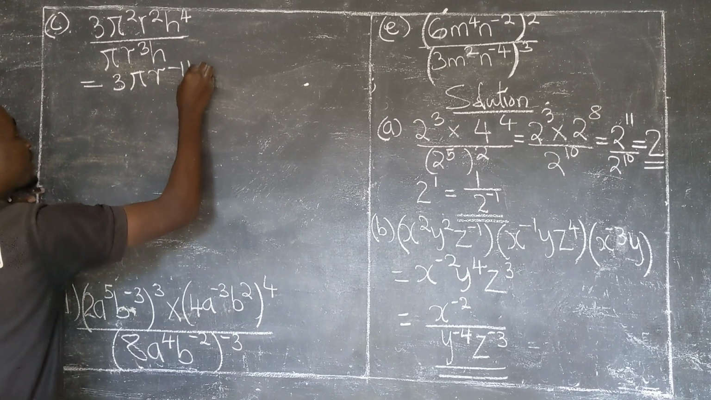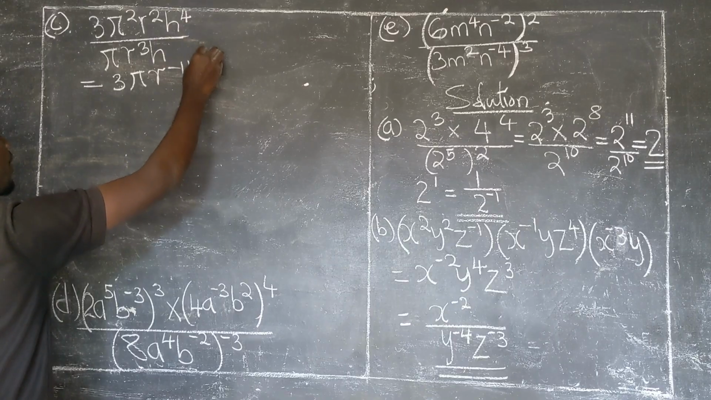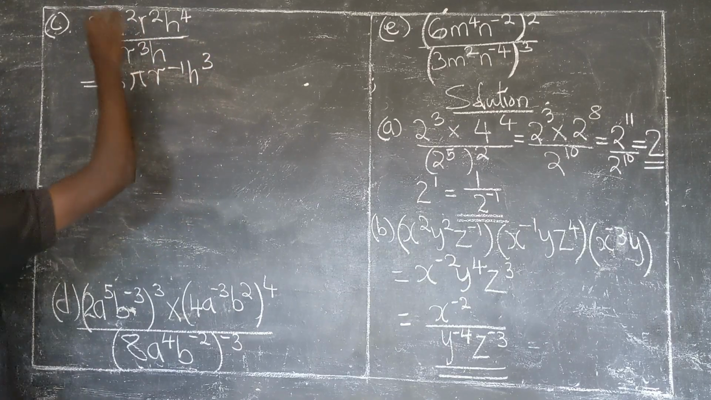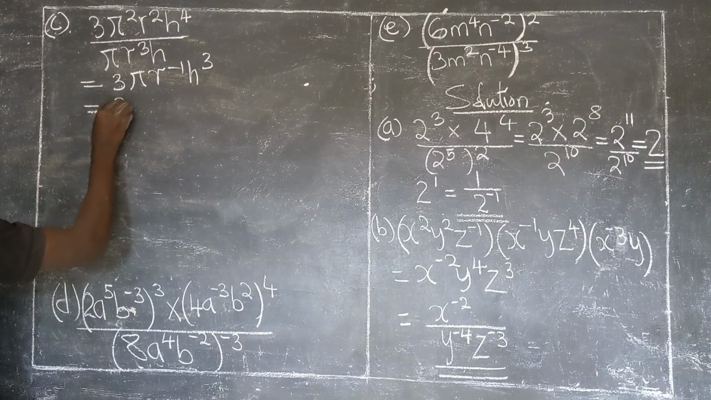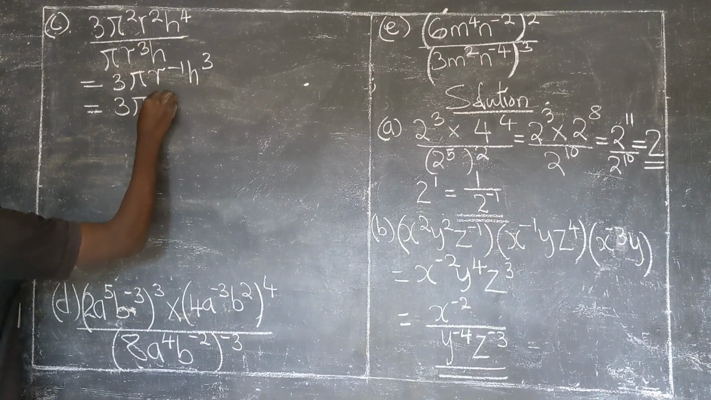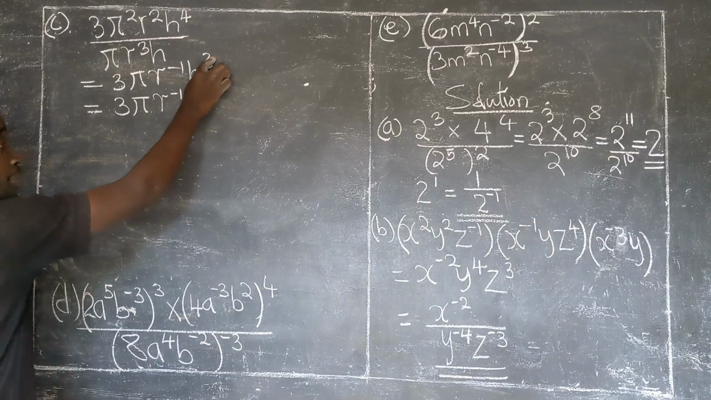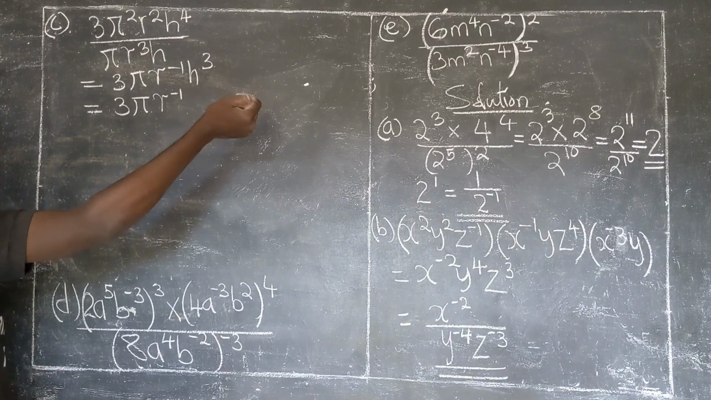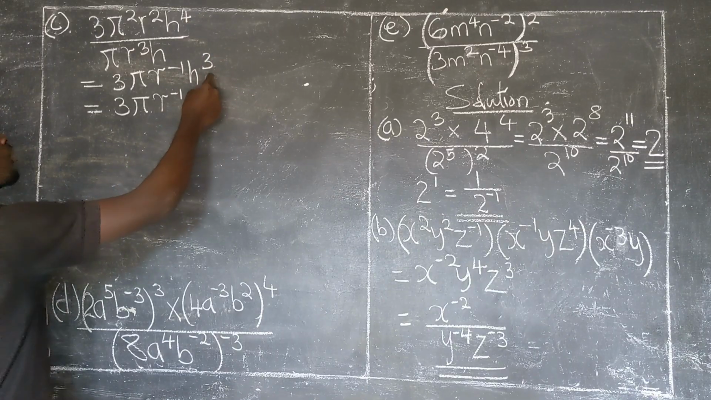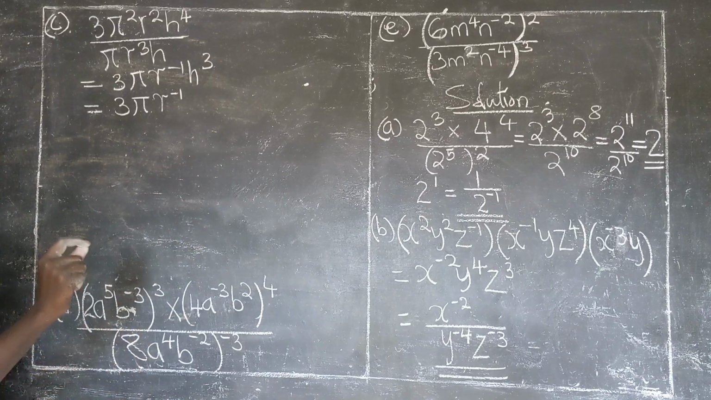We write a single h, and if we subtract the exponents this way, 4 minus 1, which becomes 3. So this will be equal to 3 pi r raised to negative 1. But this h raised to 3 has a positive exponent, but in the question we were asked to write the answer having only negative exponents.